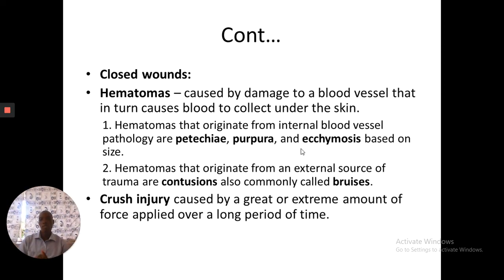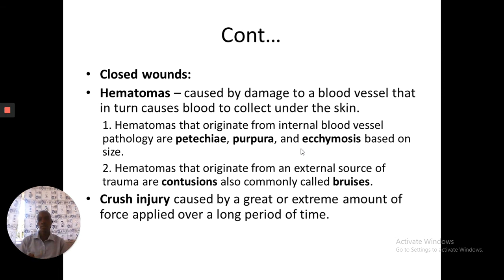Now, when hematomas originate from an external source, for example, you are hit with a rungu, or large forces applied, blunt force, then you can get contusions, you can get bruises. Of course, all these are kinds of hematomas. Then you can also get crush injuries and closed injuries.